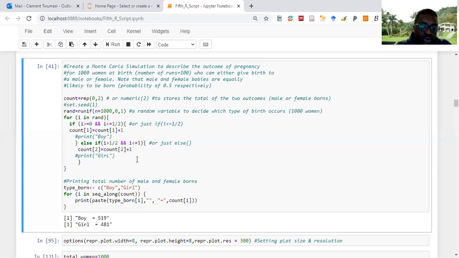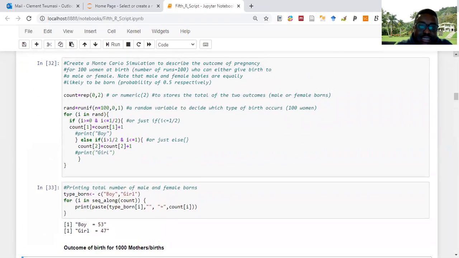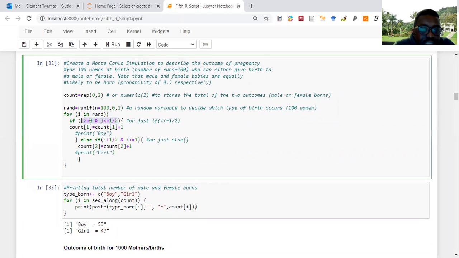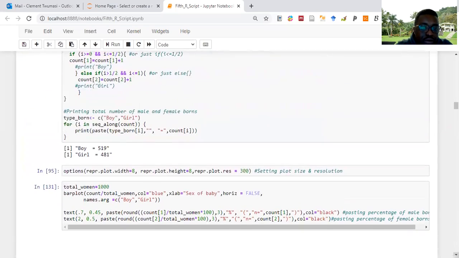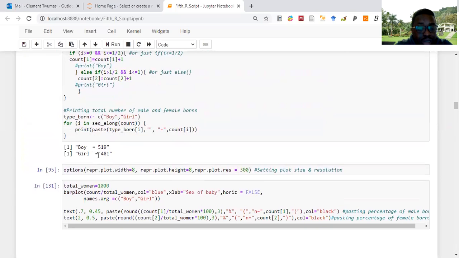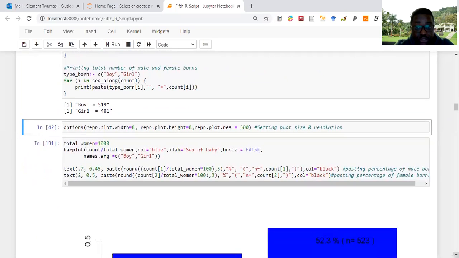And so at the moment, the male births are more than female births. Suppose you knew that in a certain hospital or among a certain group, it could be an ethnic group or something, male births are more likely to occur, then you can specify the exact probability here, and you'll be able to get something that mimics that system in a more realistic manner. So at the moment, for 1,000 women, this is what we are getting. It appears that males are more likely to be born in this particular experiment.